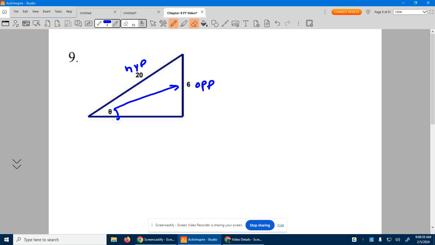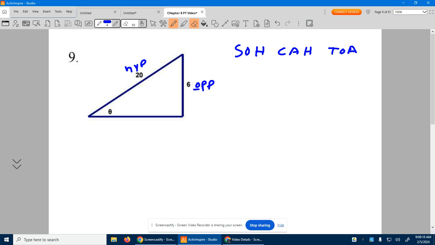Right here's your adjacent side, which you have no measurements for. So we have the opposite side of 6, the hypotenuse 20. We're trying to figure out the angle. So we're going to use the SOHCAHTOA. Some old hippie caught another hippie tripping on acid. We use a silly little saying to help us figure it out.